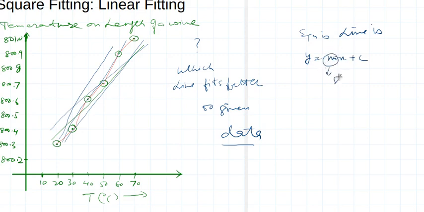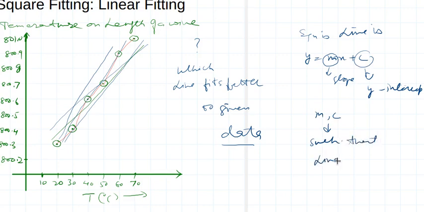Here m is the slope of the line and c is the y-intercept. So for different lines, m and c will be different. So that means we need m and c such that the line best fits the data. Means it is more closely to our experimental data. So this is our purpose. So that means a line is characterized by its slope and the y-intercept. So our purpose is to find out the slope and this y-intercept. This is our objective.